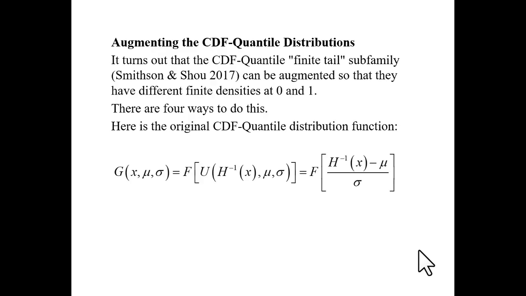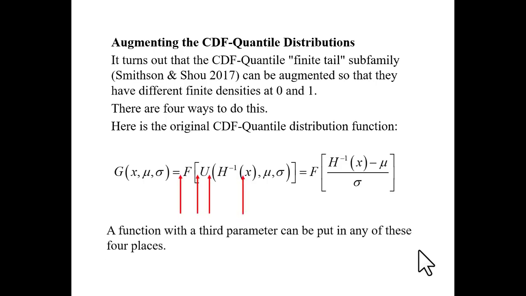Here's the original CDF quantile distribution function. So we're taking a CDF function, f, which is a standard function for a variable that has support on the real line, and we're applying it to another quantile function for a variable that also has support on the real line. And then we're transforming that with 2 parameters. One's a location parameter, mu, and the other is a dispersion parameter, sigma.